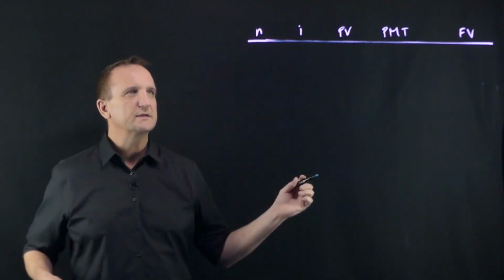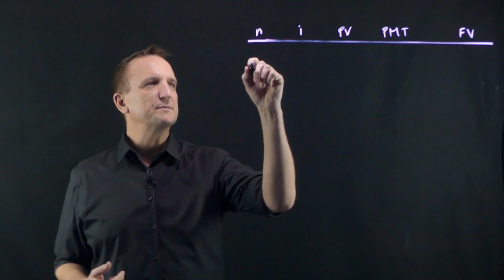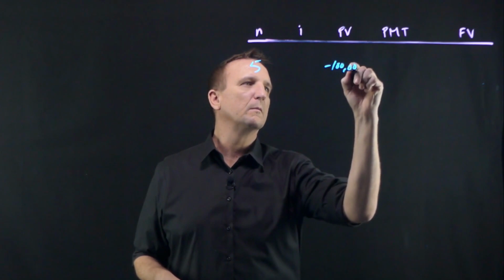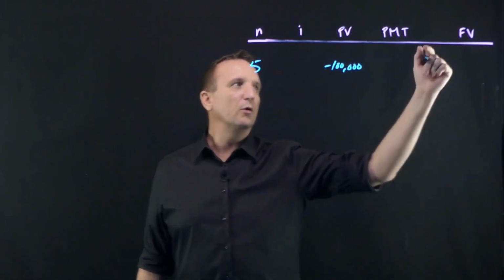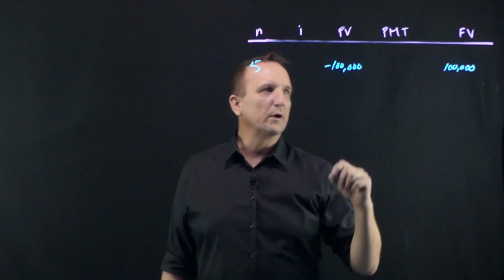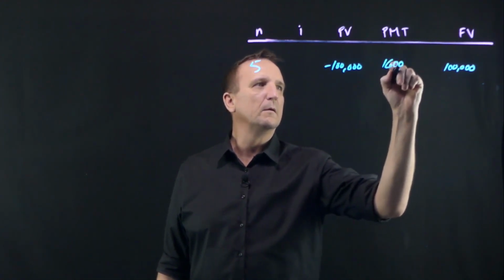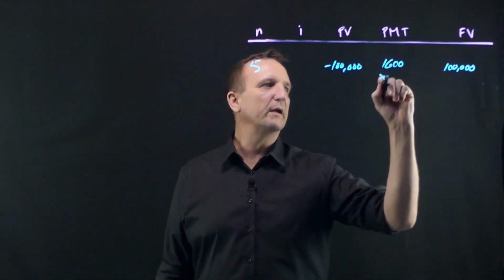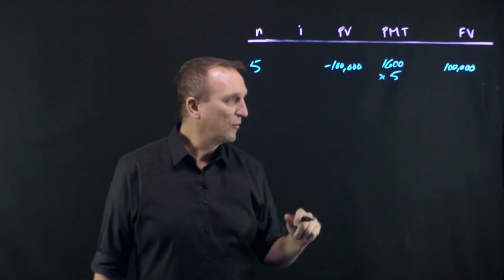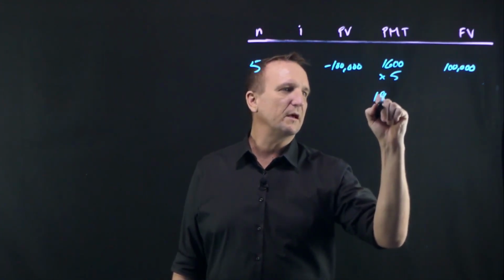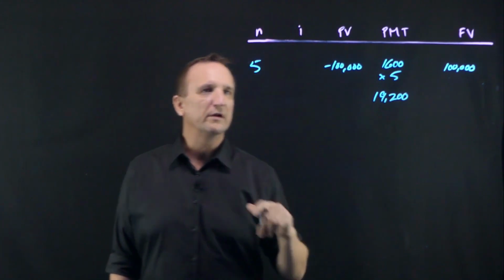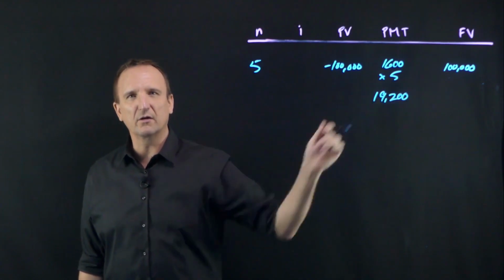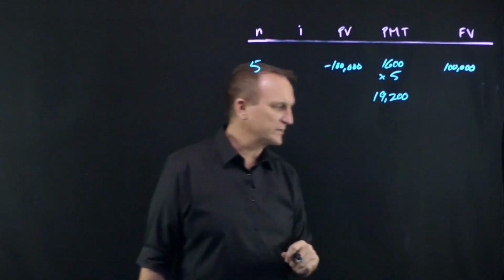So what we have to do in this case is we have a 5-year investment, and we are going to pay $100,000 for it. We're going to get our $100,000 back at the end, but we're going to get $1,600 each month. But it's only a 5-year with annual compounding. So what we got to do is multiply that by 12, and that means we're going to have $19,200. We're going to have 5 annual payments of $19,200, and then we're going to get our $100,000 back. That's why it's a trick question.